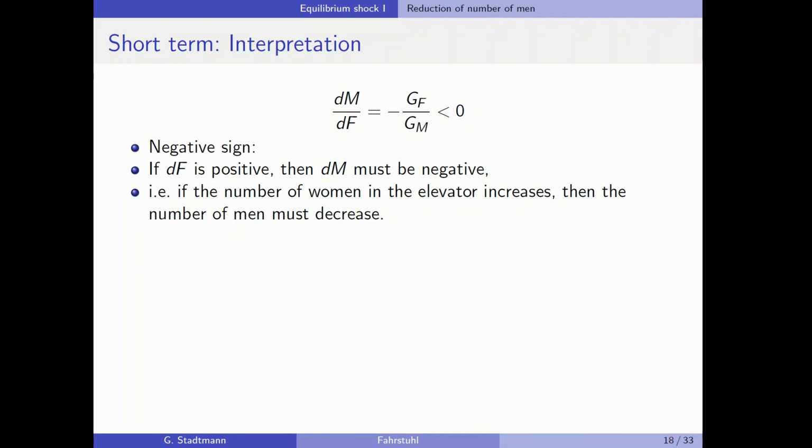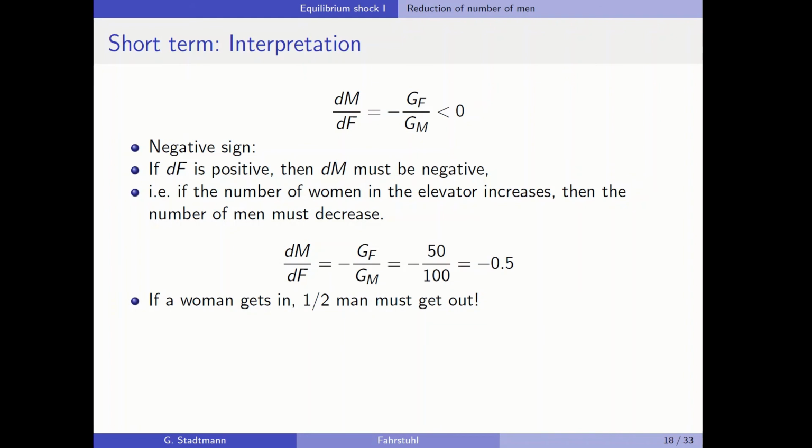Let's plug in the numbers. The weight of a female is 50, the weight of a male is 100, so the overall expression is equal to minus 0.5, and this has to be interpreted in the following way. If one woman gets into this elevator, then half of a man has to leave the elevator, but in this task 4 more women are joining the elevator.